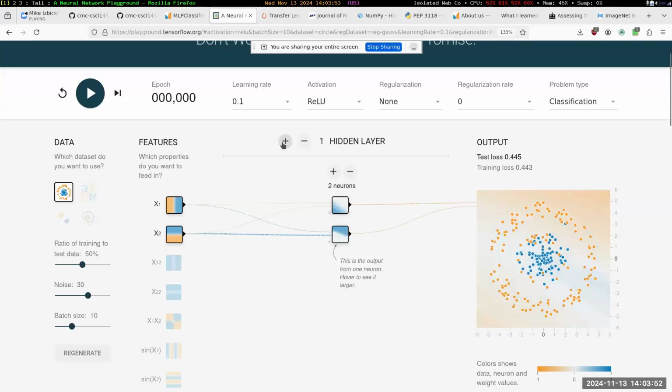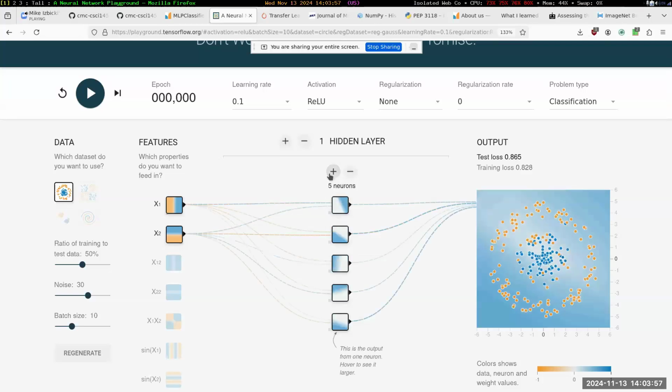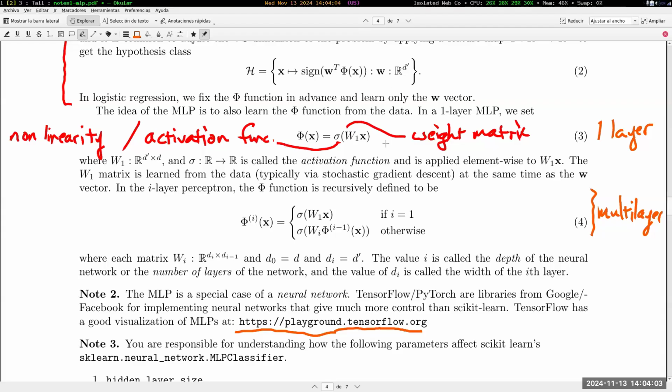When I add a hidden layer right here, this is not a hard-coded feature map. This is one that we're going to be learning from the data. And this individual hidden layer right here corresponds to this phi function right here with the W to be learned.